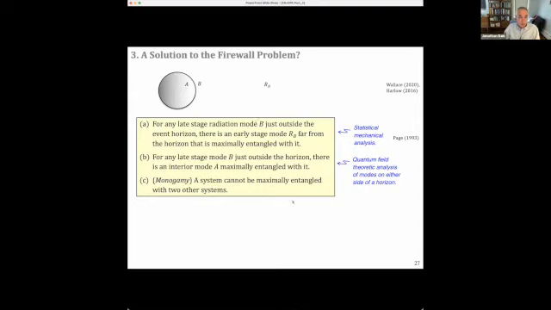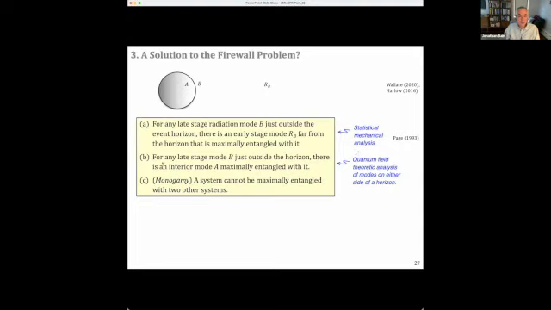And now we're asked to consider the following three claims. And the problem is going to arise that not all three of these claims seem to be individually well motivated, but they cannot all be true. So the first claim is the following: for any late stage radiation mode B, just outside the event horizon, there is an early stage mode R_B far from the horizon that is maximally entangled with B. And this follows from a statistical mechanical analysis that was performed by Page in this influential article from '93.